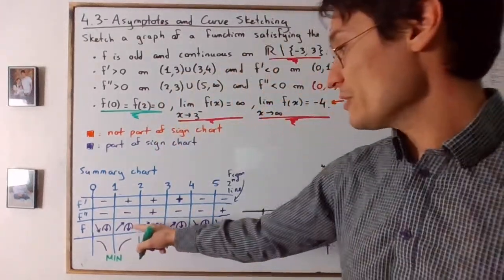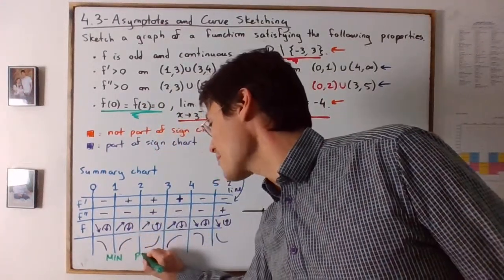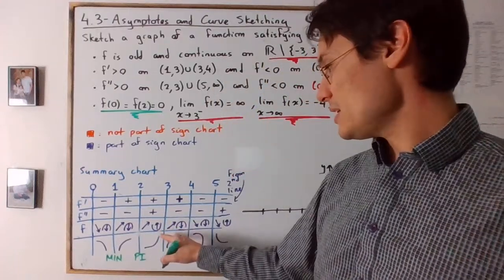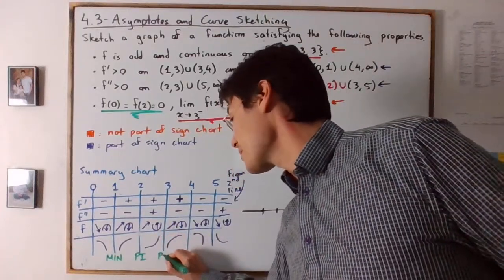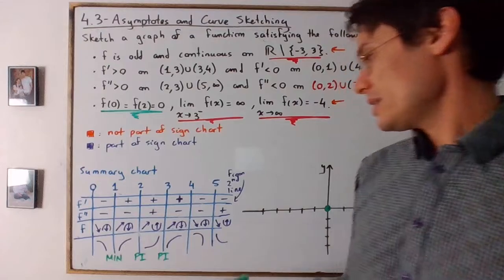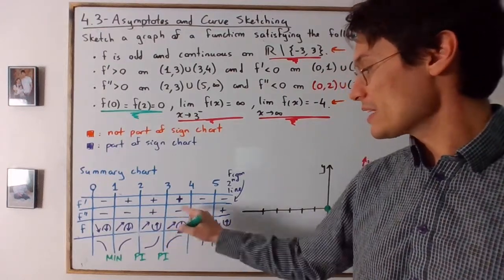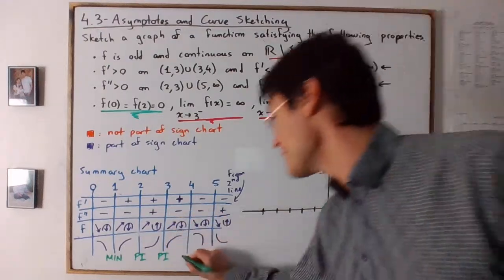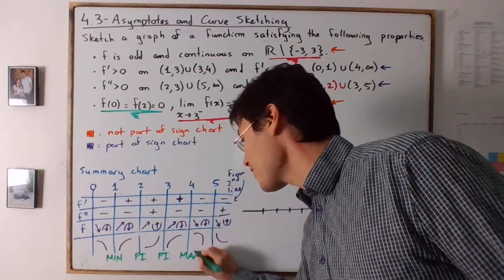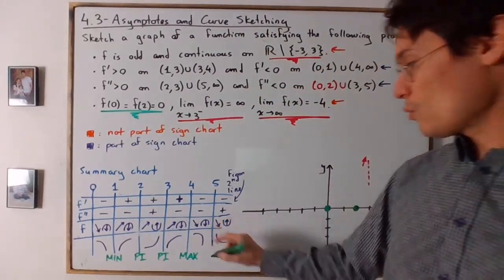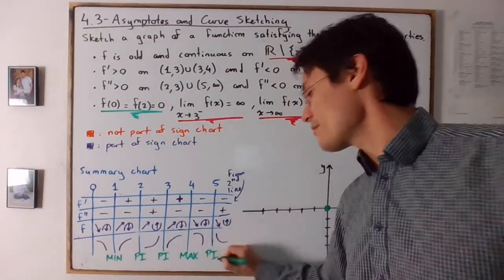Okay. Then over here, the concavity is changing. So we have a point of inflection. Here, the concavity is changing again, point of inflection. Here, it goes from increasing to decreasing. So we're getting a max. And finally, here, we're changing concavity. So we have a point of inflection.